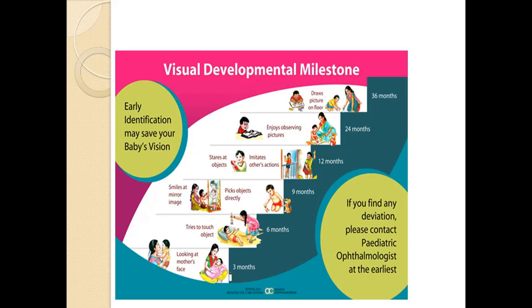But normally, when children develop head holding, they start fixing and following. Until then, we can actually wait. Some parents panic at 2 or 3 months: my child is not looking at my face. But we need not bother until 3 or 4 months old, until they attain head holding.